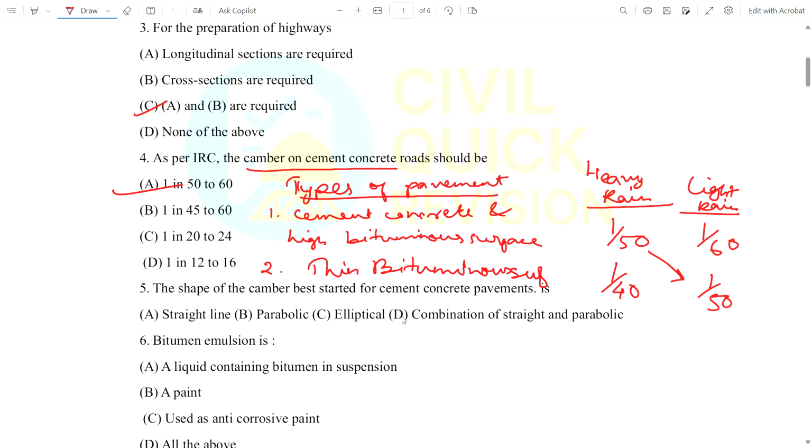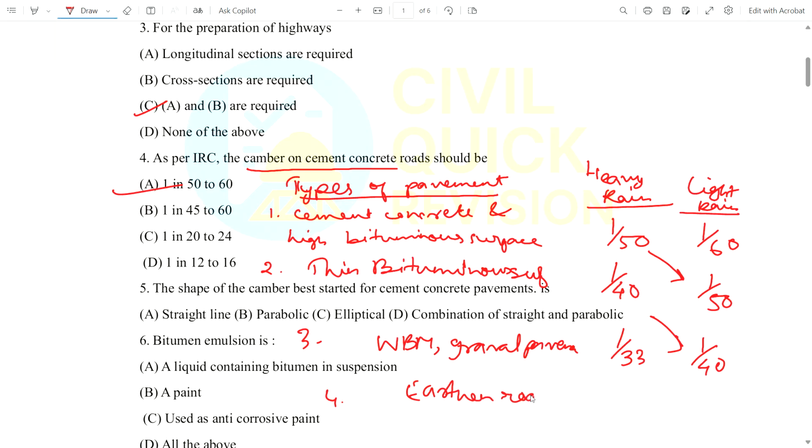Now the third one: WBM, water bound macadam, and gravel pavement. In heavy rain the cross slope is 1 in 33, and in light rain the cross slope is 1 in 40, like that, alternatively. Then point 4 is earthen roads. In earthen roads, heavy rain has cross slope 1 in 25, and light rain has cross slope 1 in 30, like that. Okay.